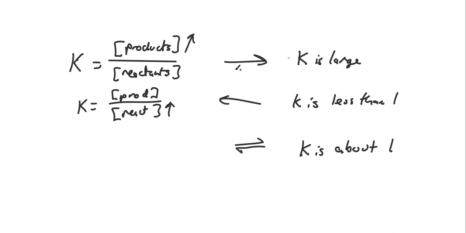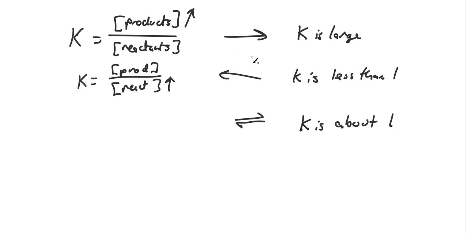So a large K means it's going to go towards the products. A very small K, much less than 1, is going to be towards the reactants. And if K is around 1, then it's going to be either or both directions. So the reaction will be about equal going both ways. Again, this relies on temperature being constant.